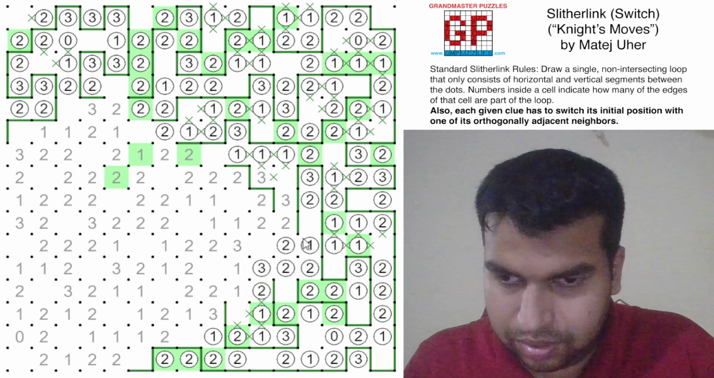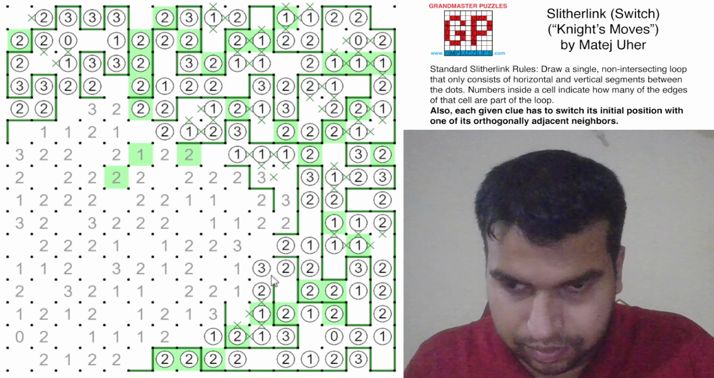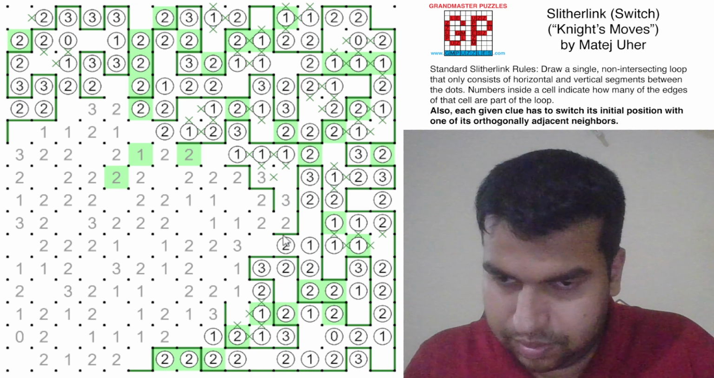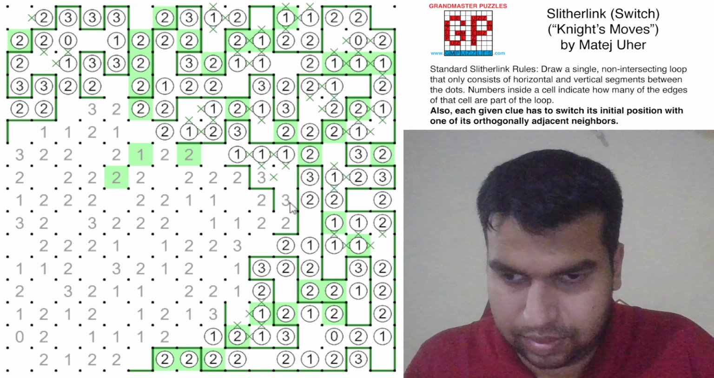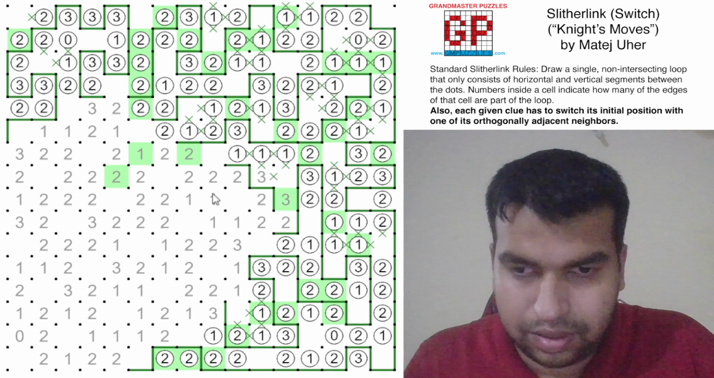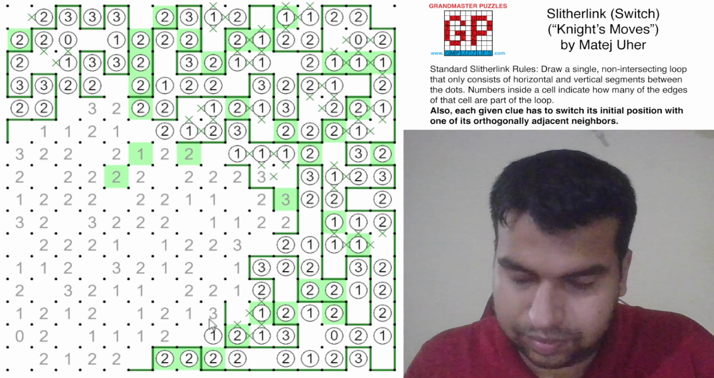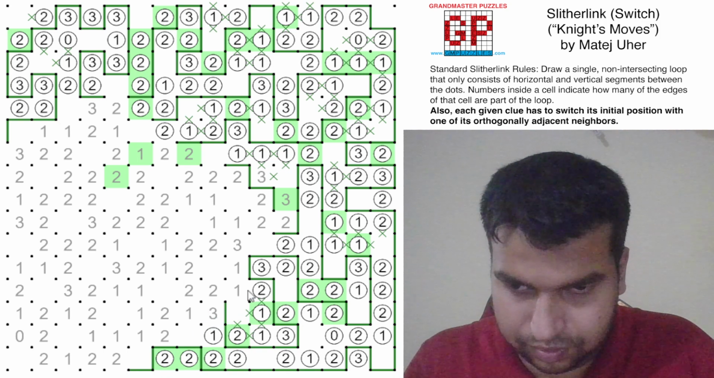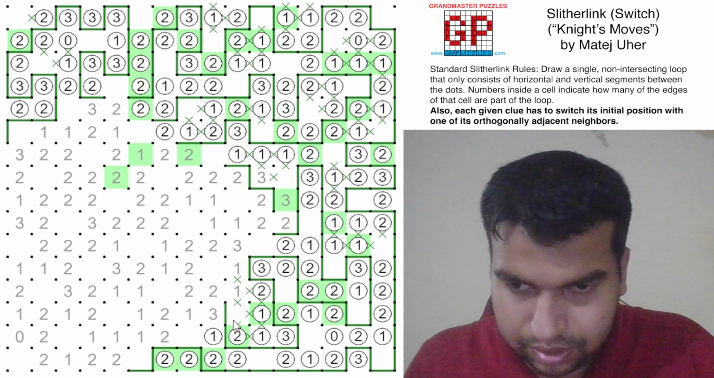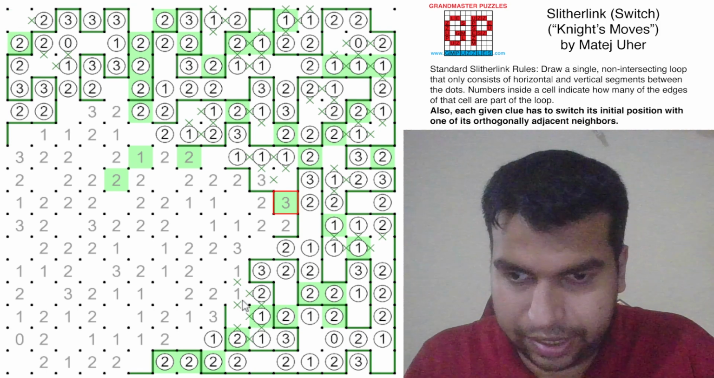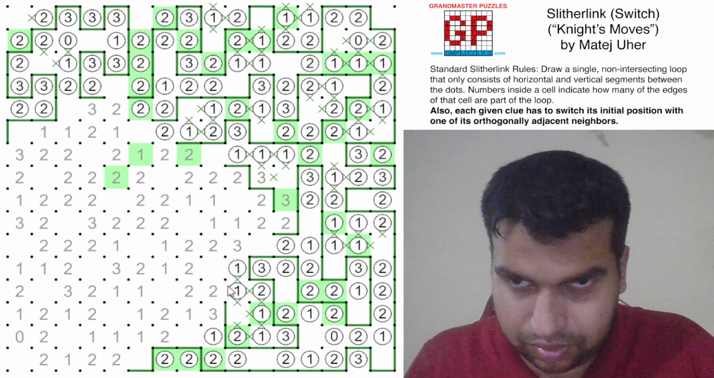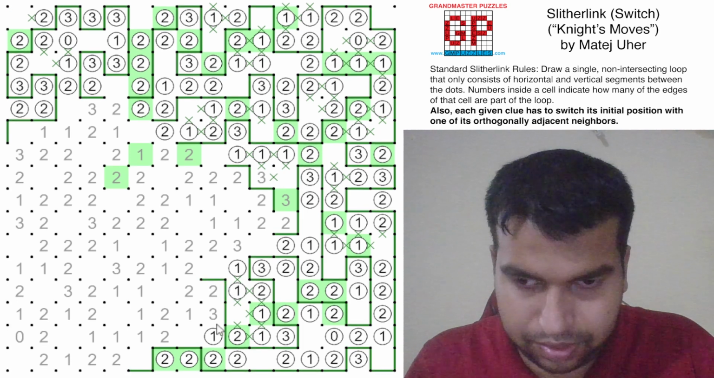So now we get all of this. This 3 has to be a 2. That's fine. Now this cell over here has to be a 1. So it has to pair with the 1 above. And also force this to happen.